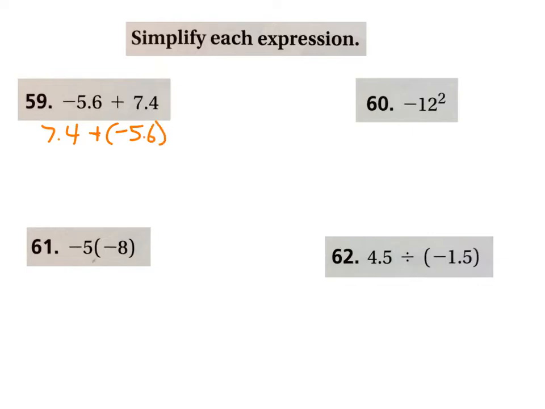Okay, and there's a rule for adding positive and negative numbers. But I just want to show you this. You can turn this from 7.4 plus negative 5.6 to 7.4 minus. We can change the sign to its opposite as long as we change the sign of the second number. The second number was negative. Now it's just a positive 5.6. Okay? So these are equivalent statements. And now you're just basically saying 7.4 minus 5.6.